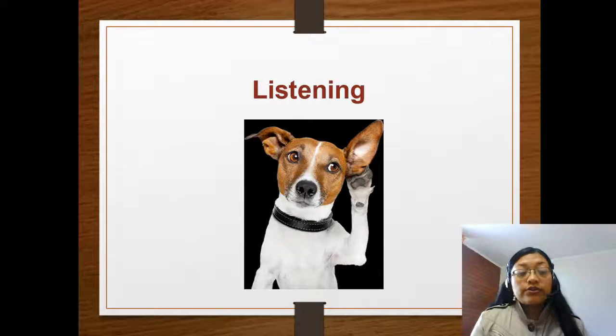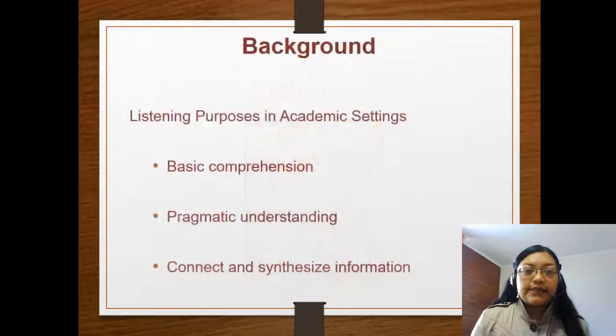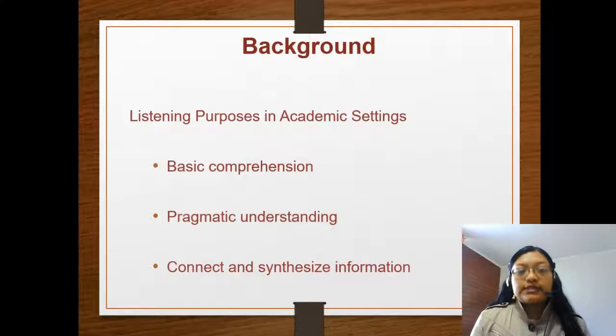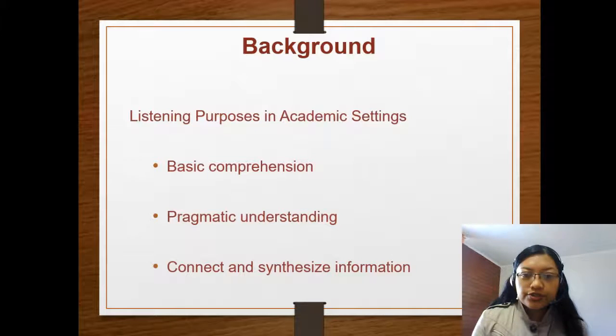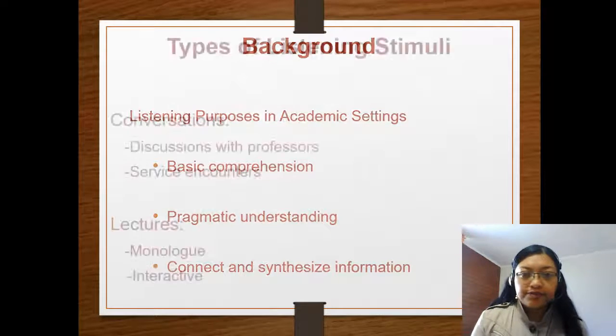Listening, although I know that is not the emphasis of our class, I'm going to talk about all the skills, right? So as for listening, again, this is for academic purposes. You need basic comprehension, pragmatic understanding, and connect and synthesize information.